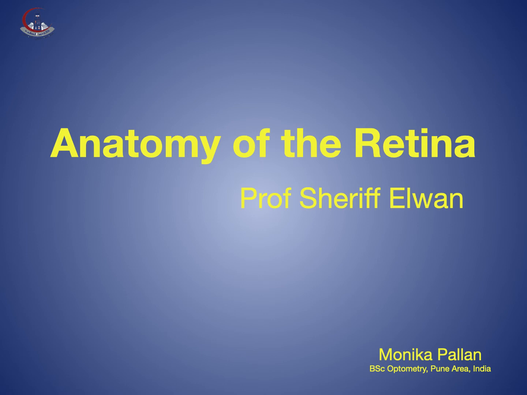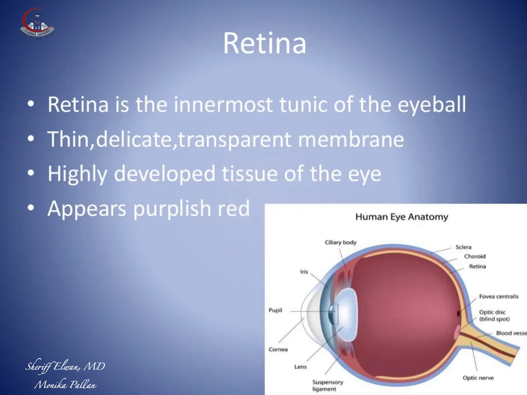Anatomy of the retina. The retina, as you all know, is the innermost layer of the eyeball. It is thin and delicate and is transparent. That means we see the blood vessels below and the choroid that lies underneath of it. It appears, therefore, purplish in color.